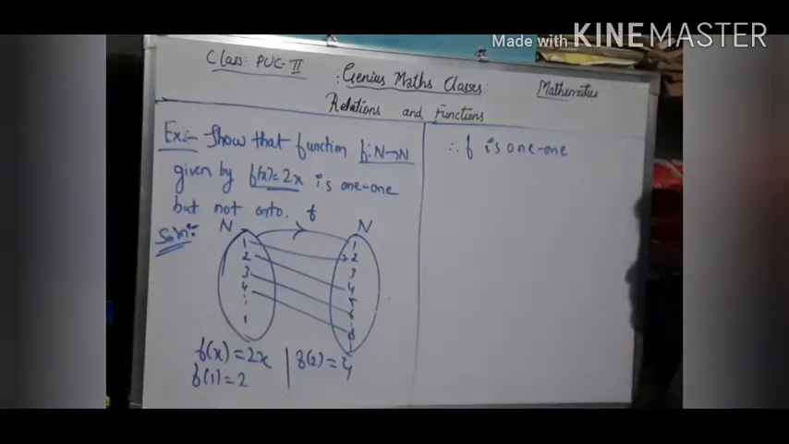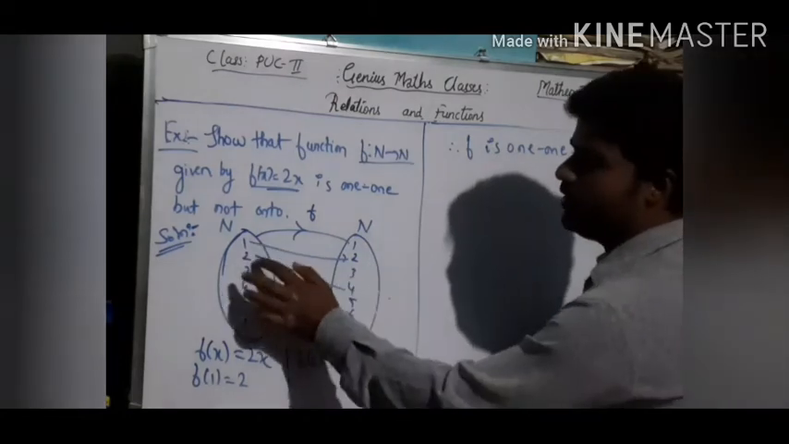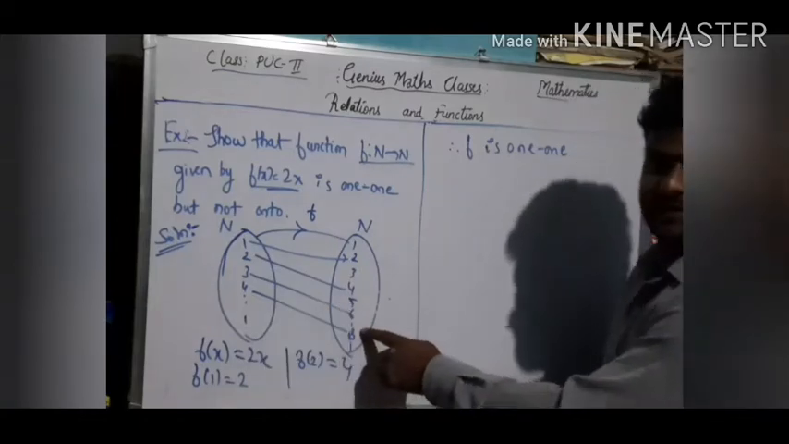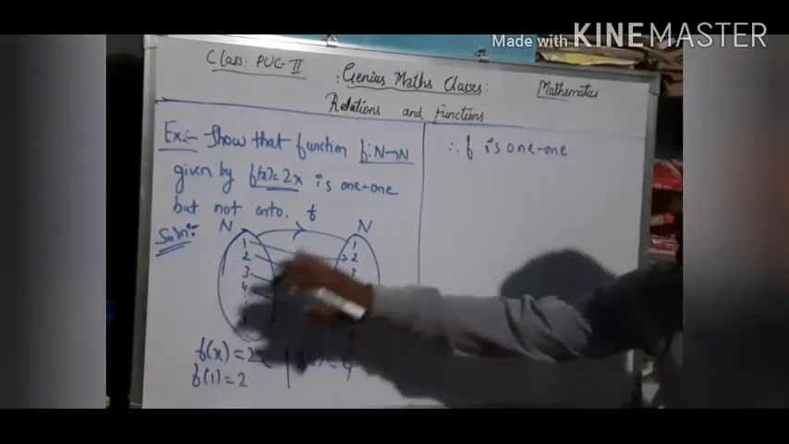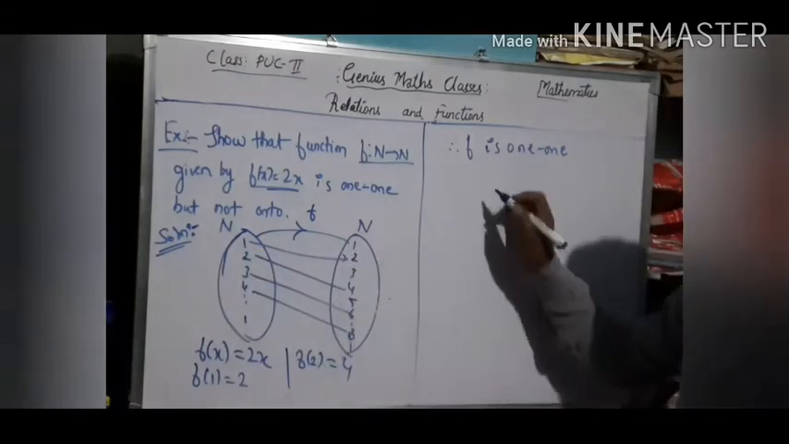Every element here has a pre-image. For 1 it is 2, for 2 it is 4, for 3 it is 6, for 4 it is 8. It has a pre-image in the set of natural numbers.